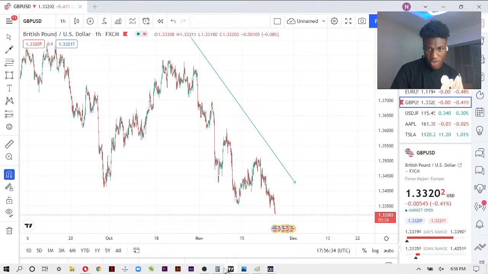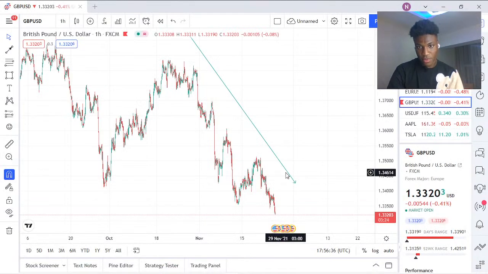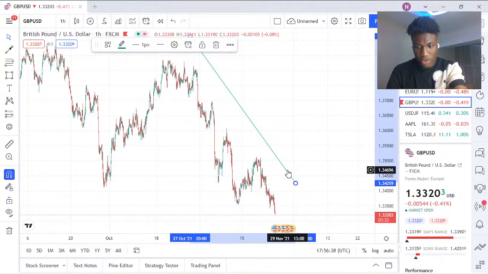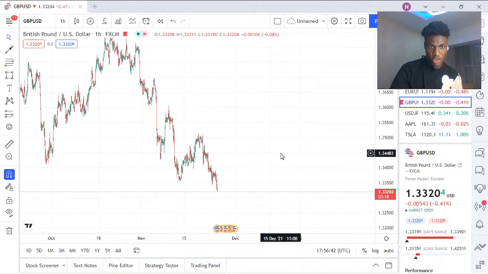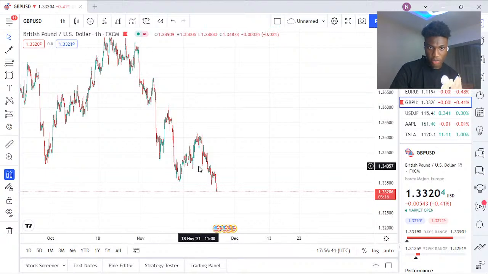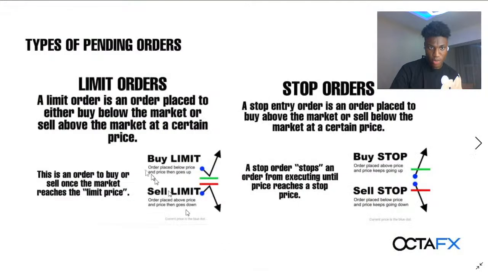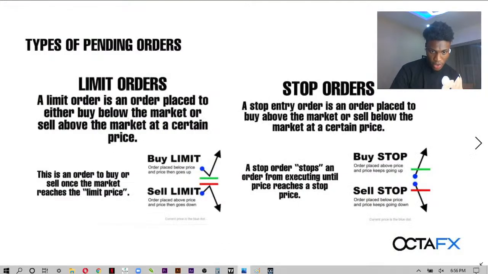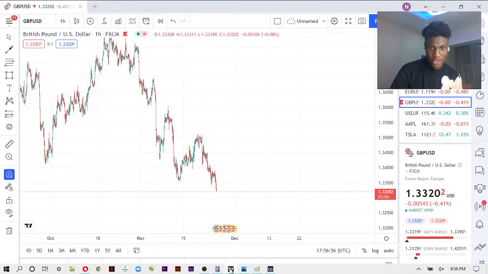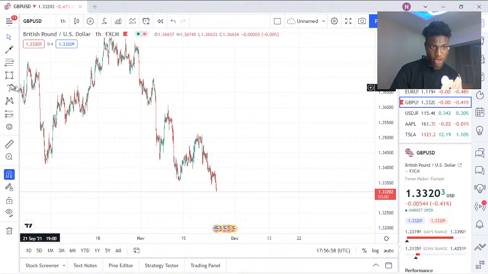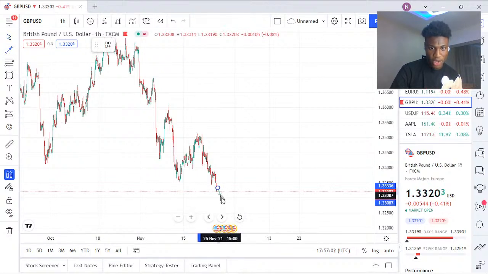Let me put up my chart in a bit. Okay, all right, there we go. Now, the GBP/USD, obviously a bearish market. Remember, the buy limit says buy below. For a buy limit, you're placing your order below the current market price.